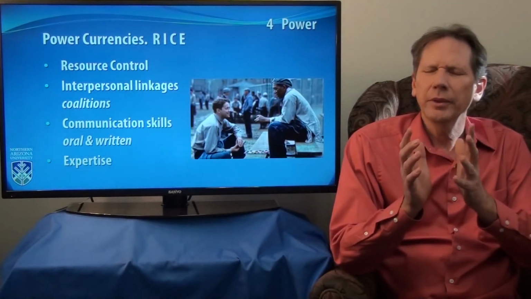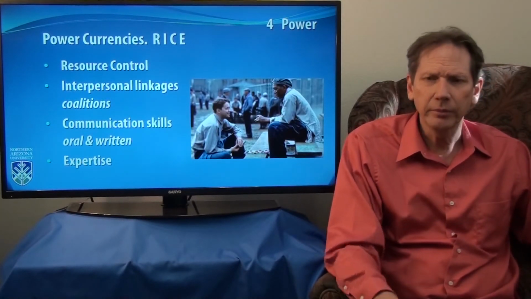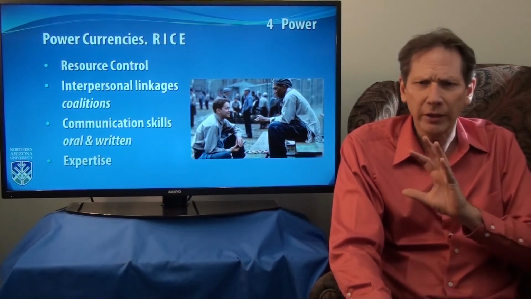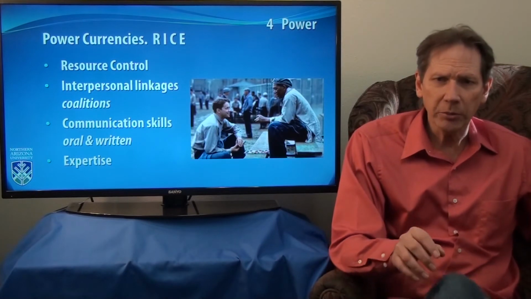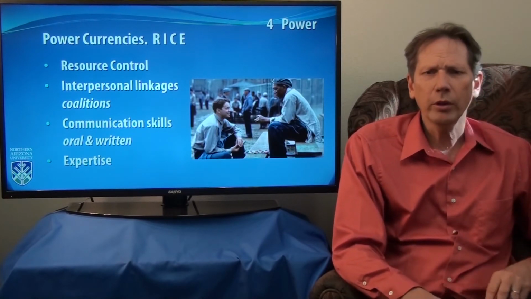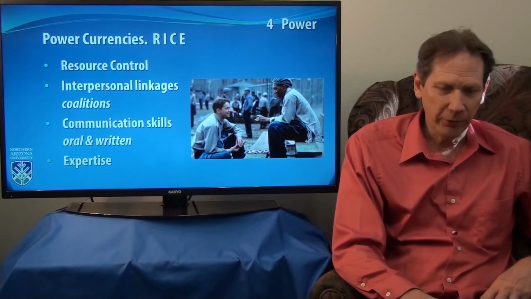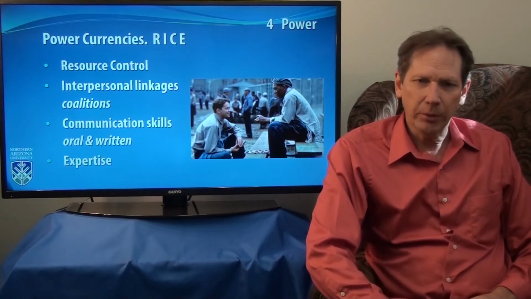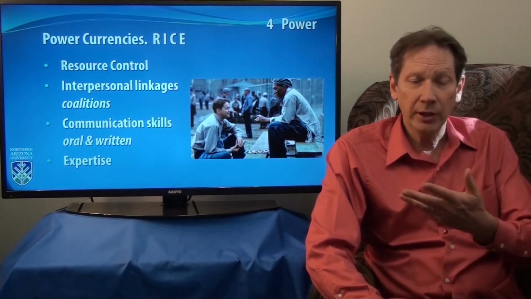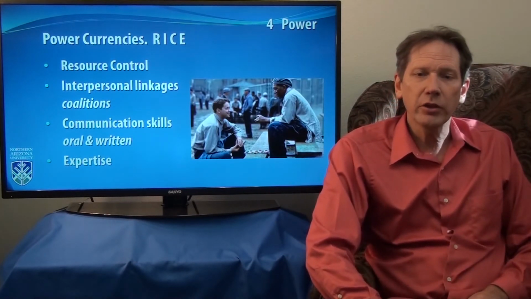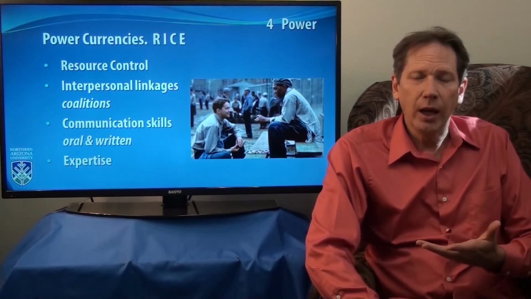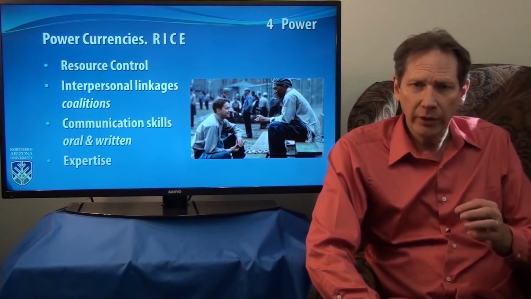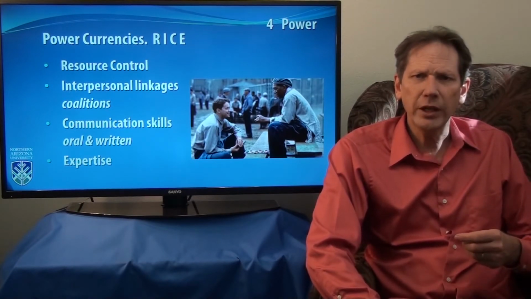Recognize that. And I think that's an important point. I think we'll come to this later, but we think that they have all the power and we have nothing, and it's never that way. Okay, this is my favorite section of the chapter about power currencies. They have a nice little acronym for you, RICE, R-I-C-E. Resource control, interpersonal linkages, which can lead to coalitions, communication skills, oral or written, or just conversation with people, and your expertise. Think of these as money, in a way, currencies.